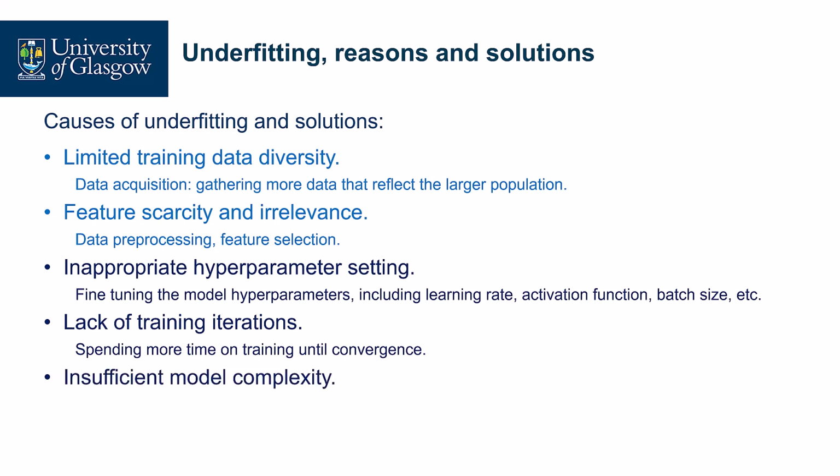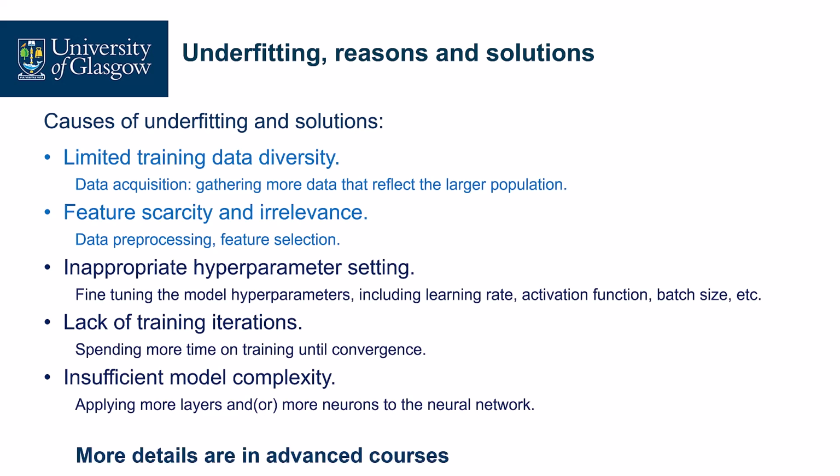Another quite widely seen reason is that the model is of insufficient complexity. For example, the relation between the input and output is complex, but the model is too simple. So the model is not complex enough to represent this relationship. In this case, we should make the neural network model more complex. We can add more layers or add more neurons to the neural network.